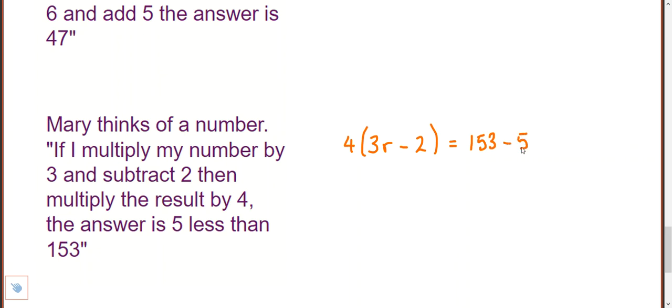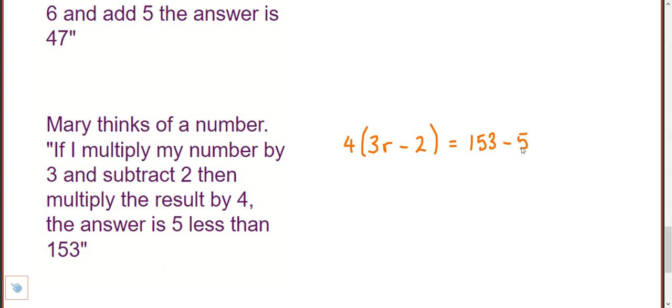Okay, so I've written all my equations out. Does that make sense? What I want you to be able to do, especially with this one on the board, is not just say 3r minus 2 brackets 4 equals. I want you to say, well, r is multiplied by 3, then subtract 2, then we multiply that result by 4, and I get the answer. That's what I want you to be able to tell me.